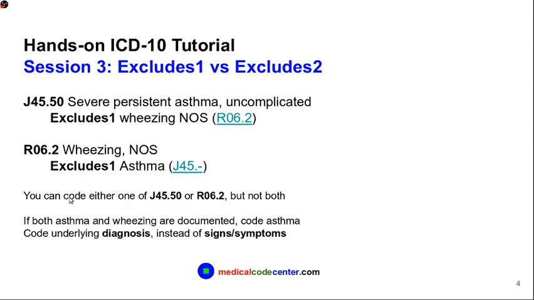Because it's an Excludes1 relation, you can code either J45.50 or R06.2, but not both. So practically, if both asthma and wheezing are documented, we just code asthma. Because there's a general coding guideline, we code only the underlying diagnosis instead of signs or symptoms. In this case, wheezing is the symptom of asthma, so we only code the asthma.